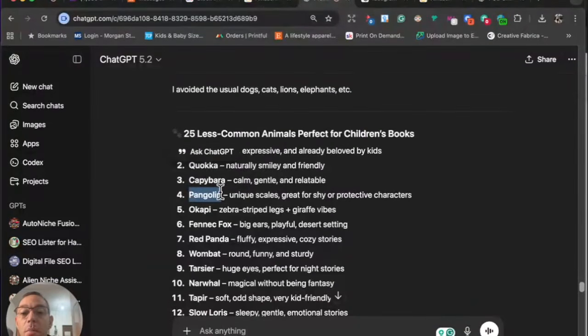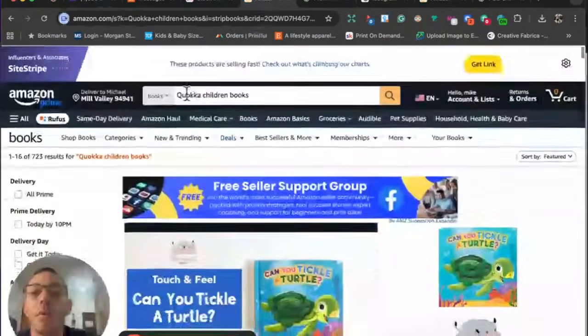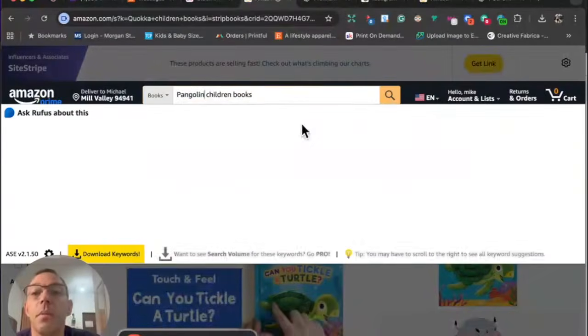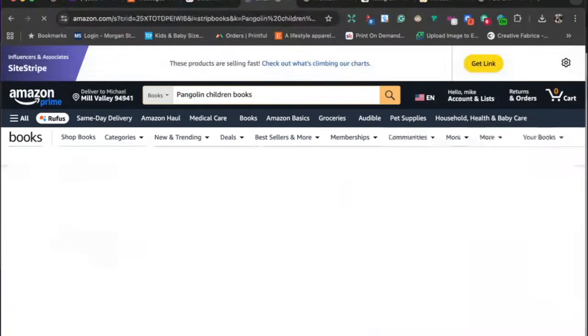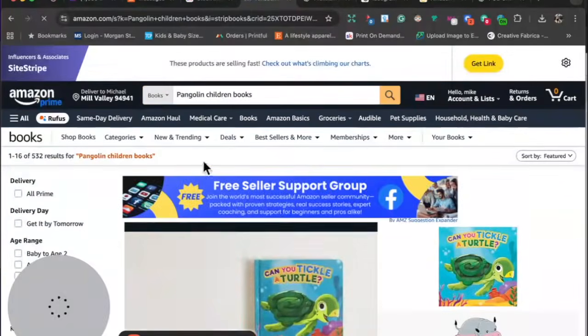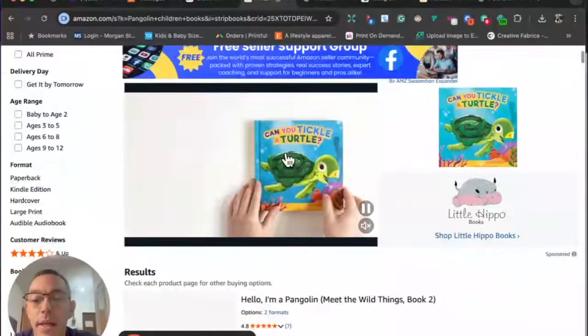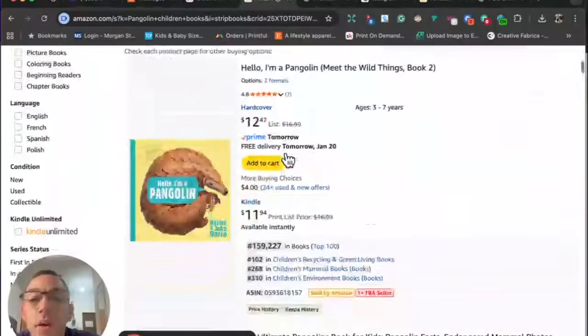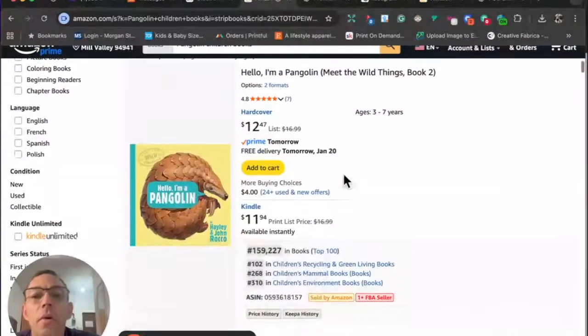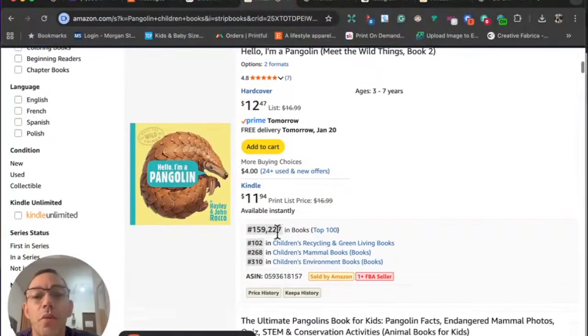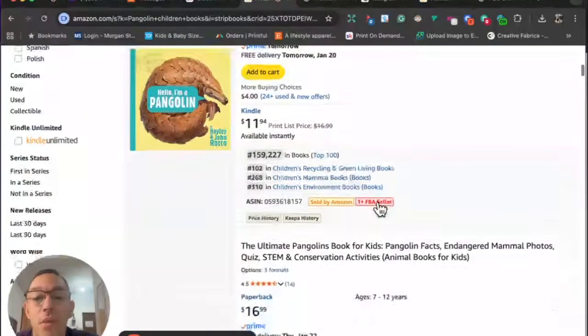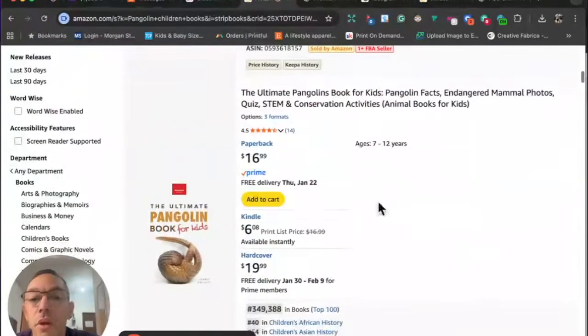Okay, so let's go with pangolin. What is this? What kind of animal is that? Okay, so back here, am I saying that right? Pangolin children's books. Okay, so bam, even lower in competition, 532. And let's see what we got here. So it looks like some weird animal. Okay, what is this? 7 reviews. Whoa, 159 BSR. Okay, that's really good.